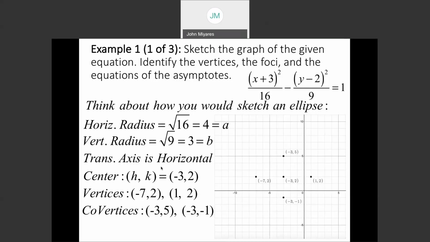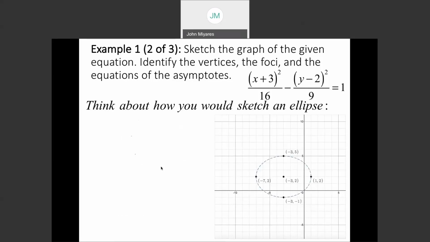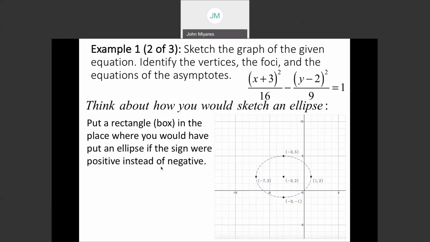Now, if we were sketching an ellipse, we would want to draw our sketch through those 4 points. Instead, we're going to put a rectangle or a box in place of where we would have put that ellipse if that was what we were drawing. So here, where I've drawn an ellipse, we want to put a rectangle in instead. Now, let me just move that ellipse out of the way.